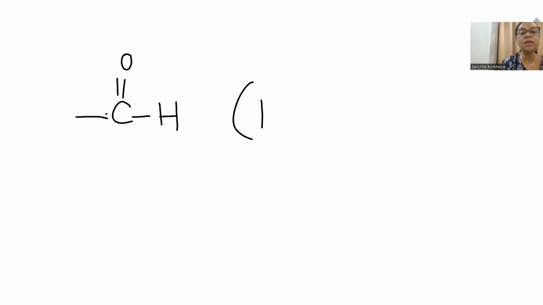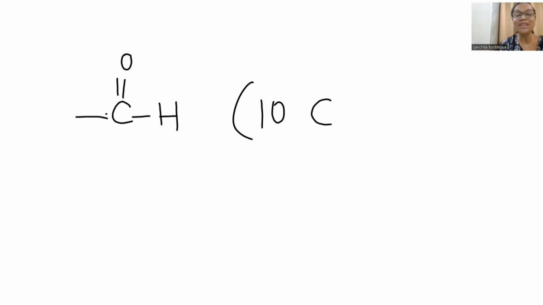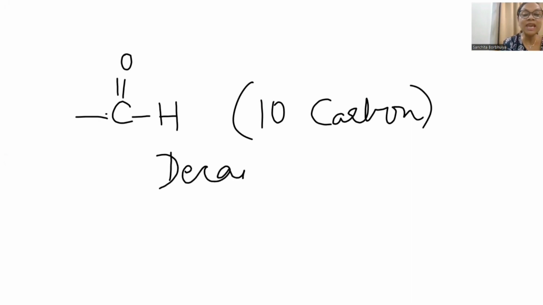Continuing with the discussion of aldehydes, we have the 10 carbon aldehyde. I would just write the 10 carbon aldehyde. Obviously, you can make the structure of it. The 10 carbon aldehyde is called decanal, where E is replaced with al. So that is the IUPAC name of the 10 carbon aldehyde.